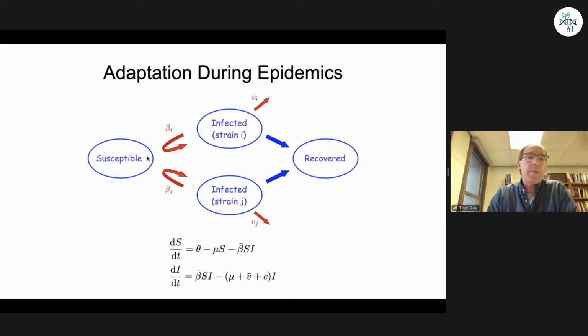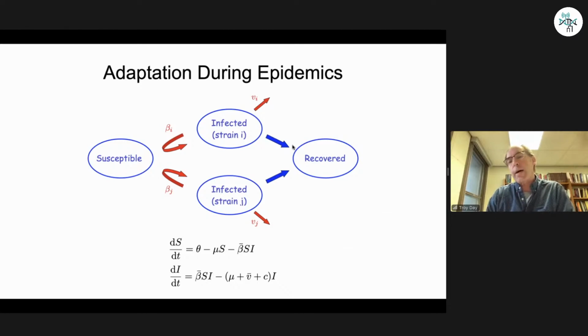In this simple model, I'm just going to imagine there's a pool of susceptible individuals, and these individuals can be infected by one of any number, let's say n different pathogen strains. And the pathogen strains will determine the transmissibility. So pathogen strain I has transmissibility beta I. And the genotype of the pathogen also determines the virulence, the extent to which infection kills the host. That's this V sub I here.